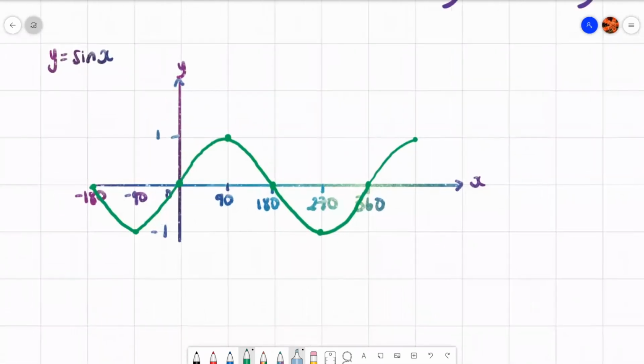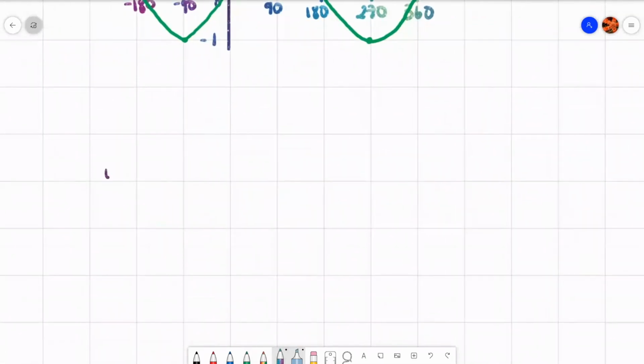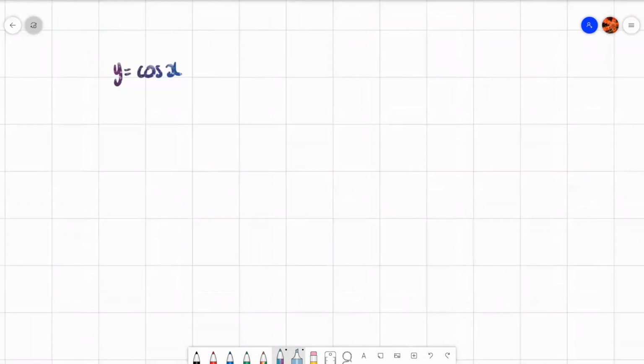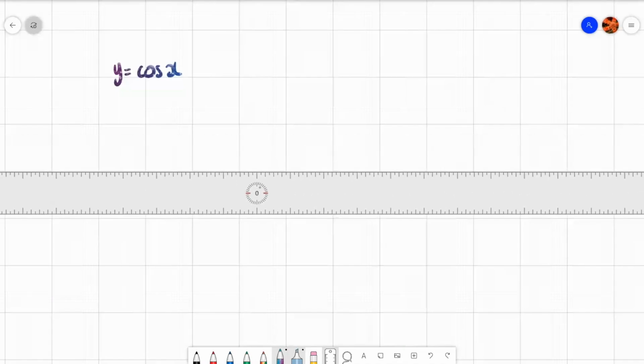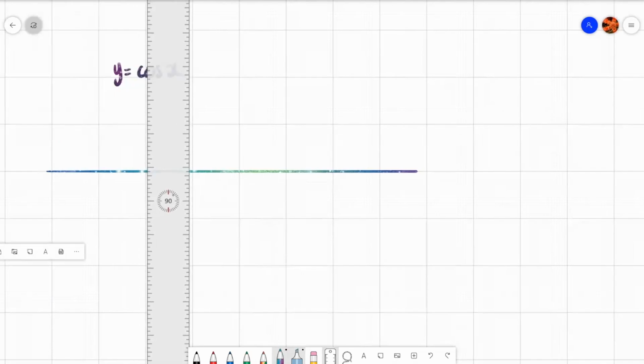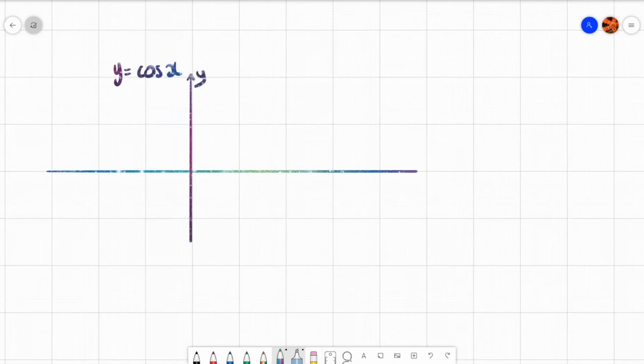Let's draw the graph of y equals cos x. So again, let's get a ruler to draw our axes on. Okay, so that's my y, that's my x, that's 0, 90, 180, 270, 360, and I'll just do minus 90, minus 180, minus 270. That's 1, and that's minus 1.